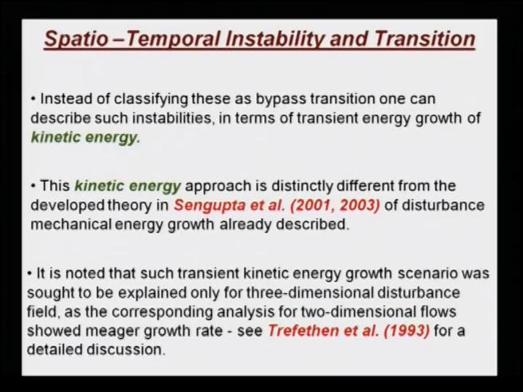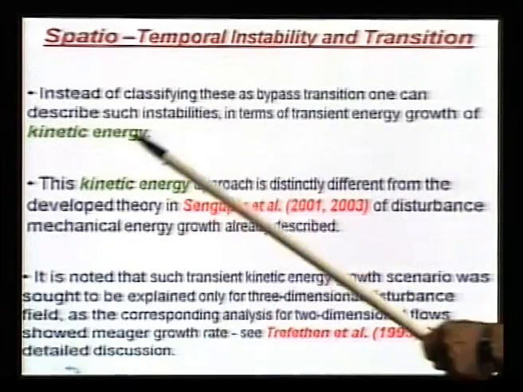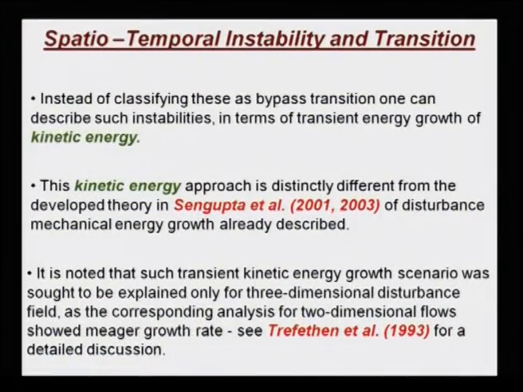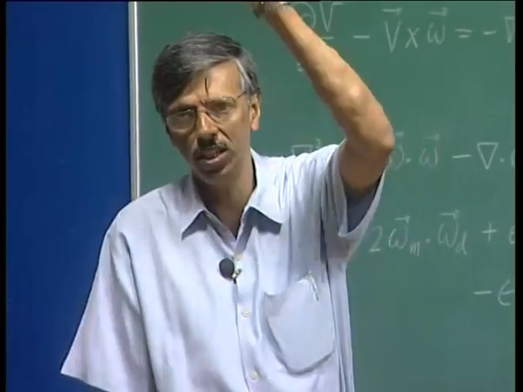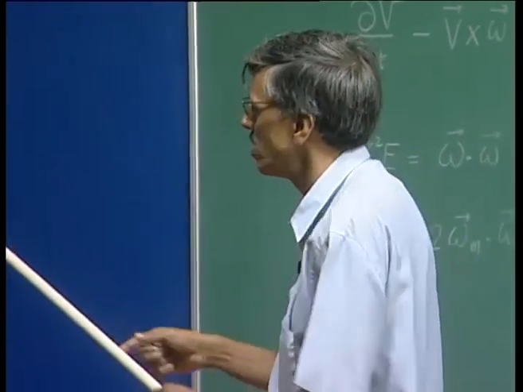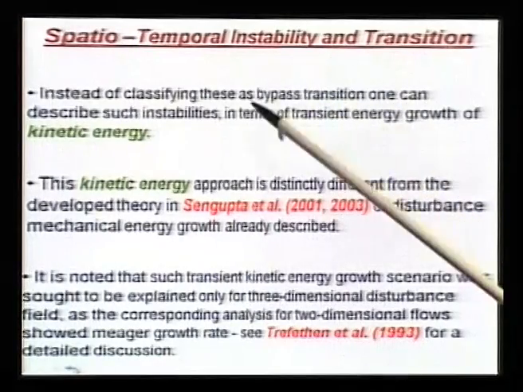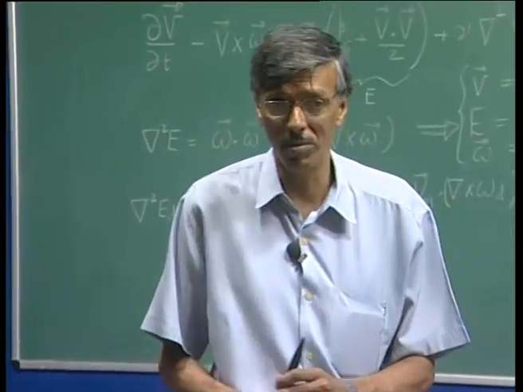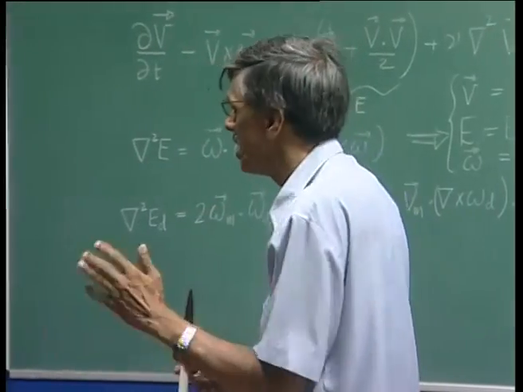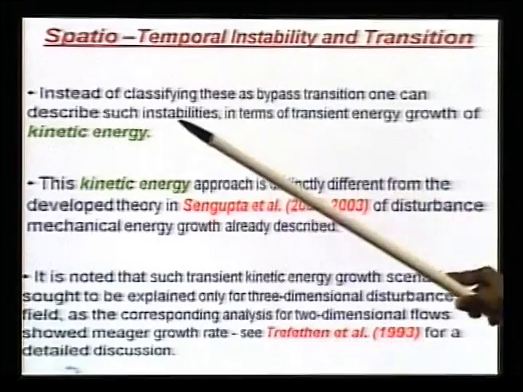What people have tried to follow in those approaches was basically they looked at the kinetic energy of the flow field and saw how this kinetic energy changes with time. And if you see a large initial transient growth, that is what prompted them to call those kinds of phenomena bypass transition. So, this is not a sustained phenomenon. This is just a transient energy growth of kinetic energy.